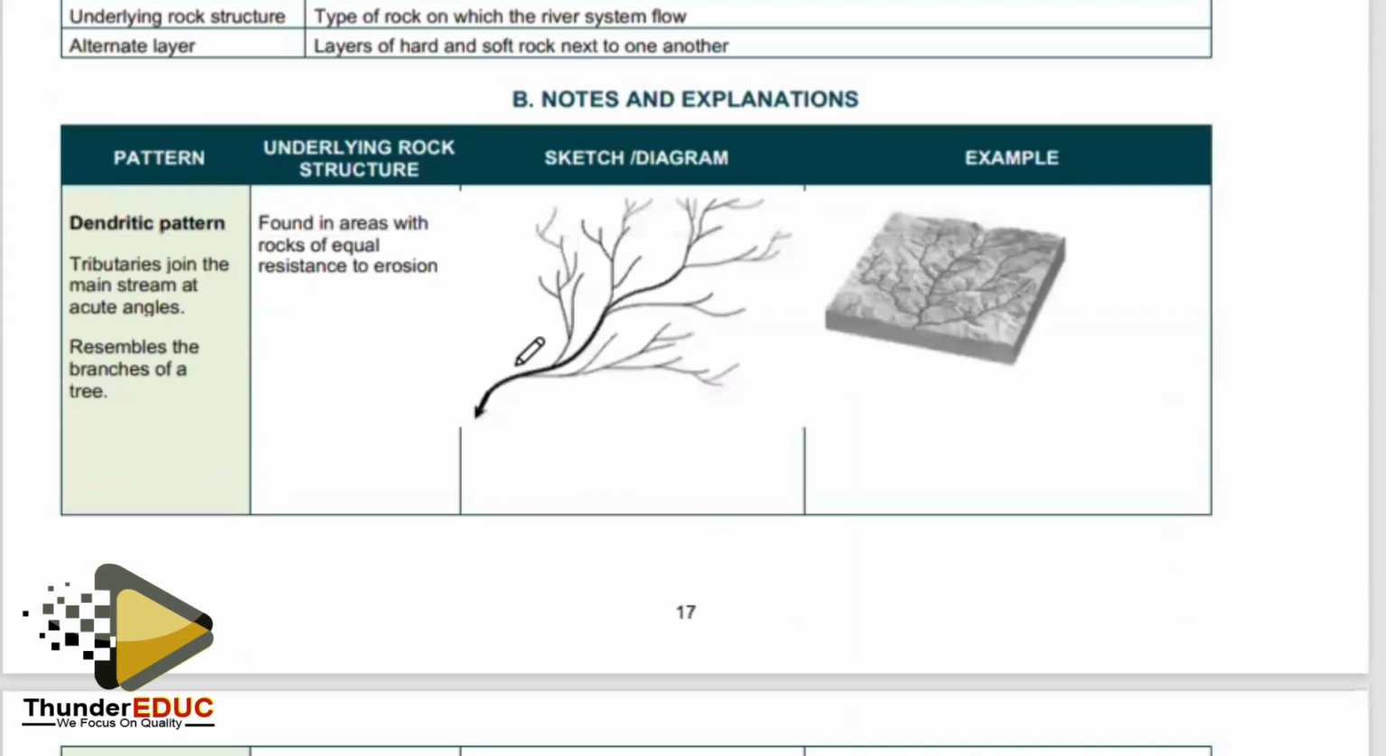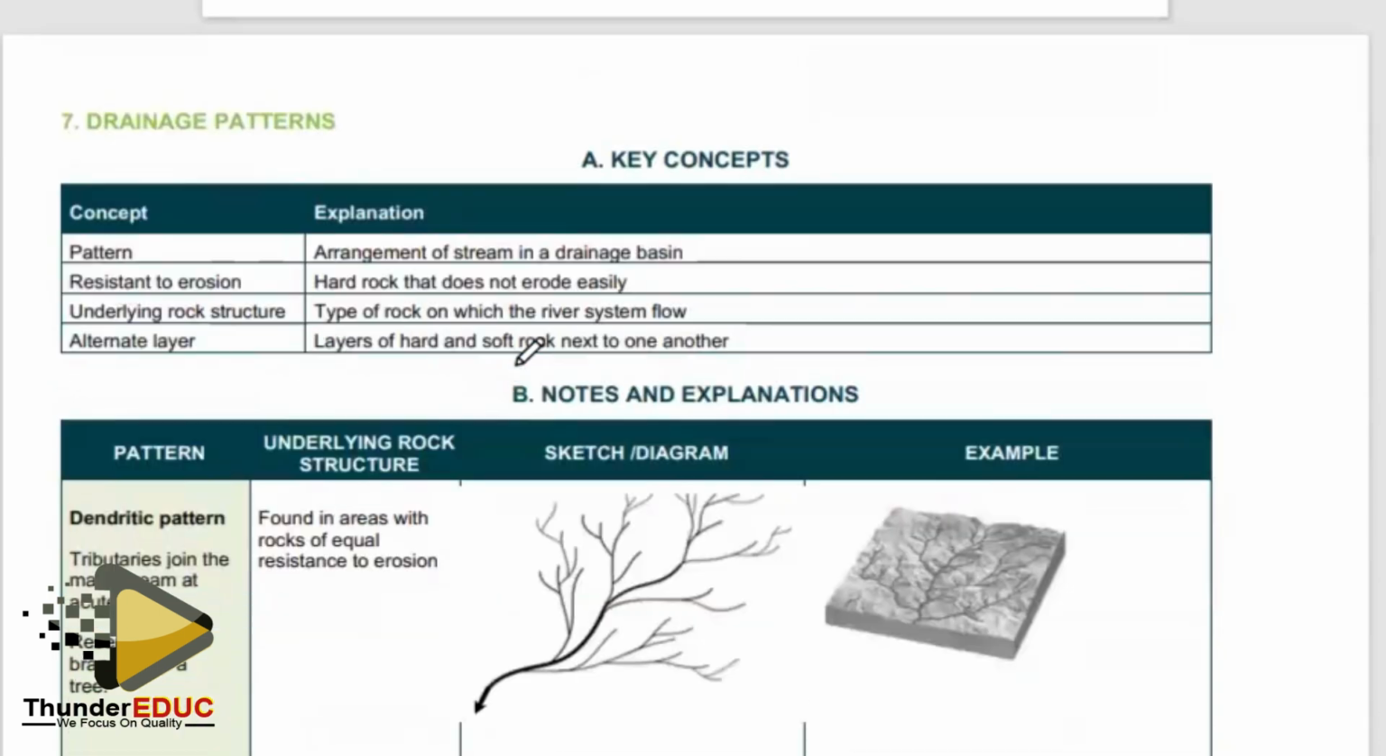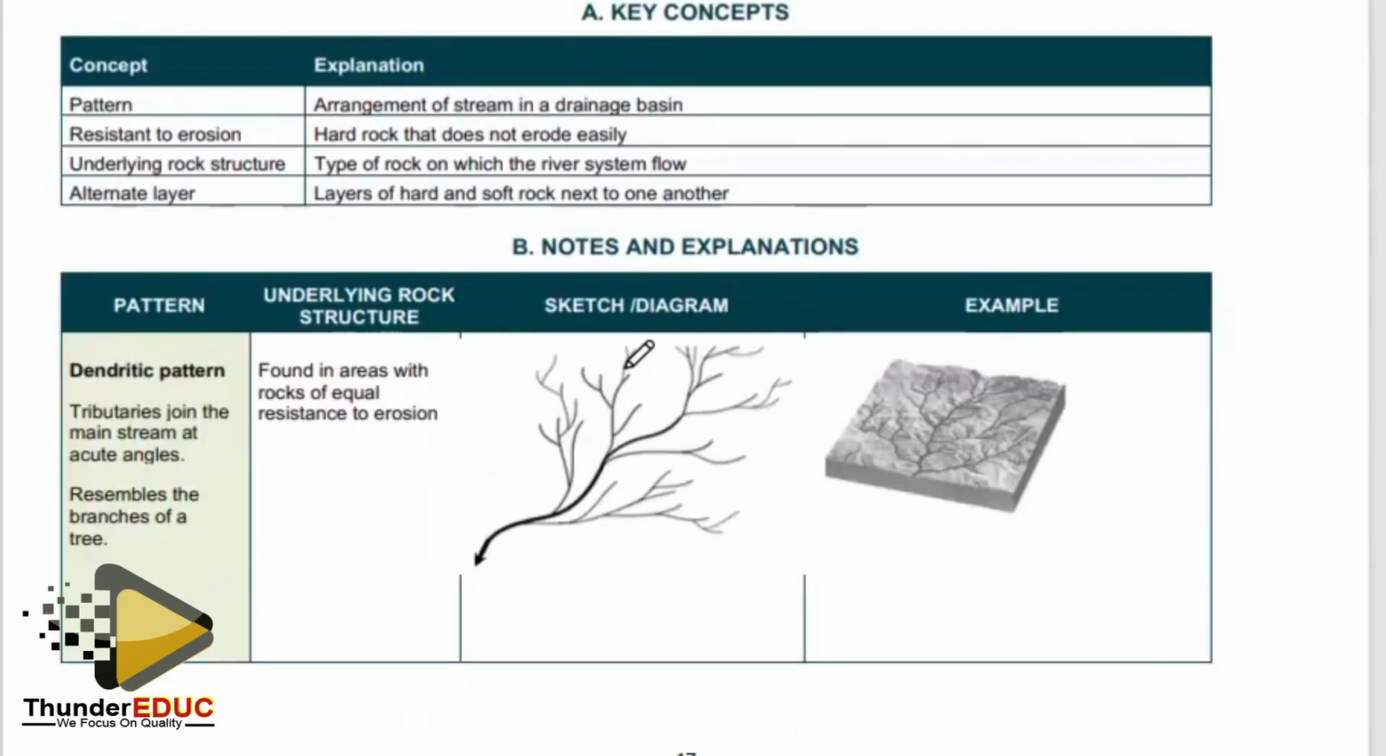Right, we move on to drainage patterns. When you're looking at a drainage pattern, we can see we have different shapes which are being portrayed by these rivers as they join with each other. Like if you can check here, this is a common drainage pattern.